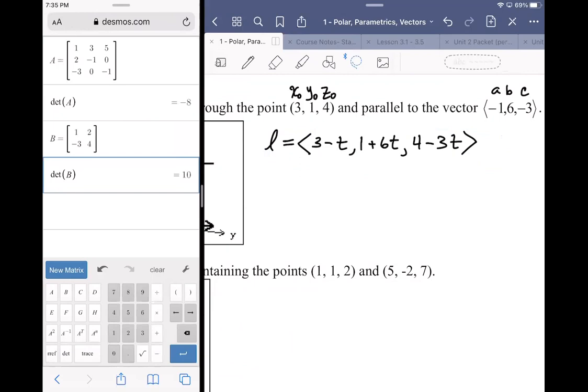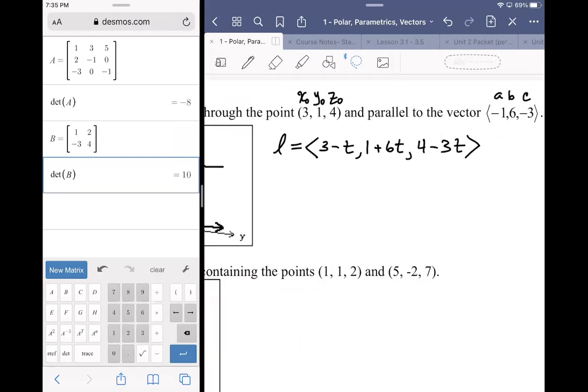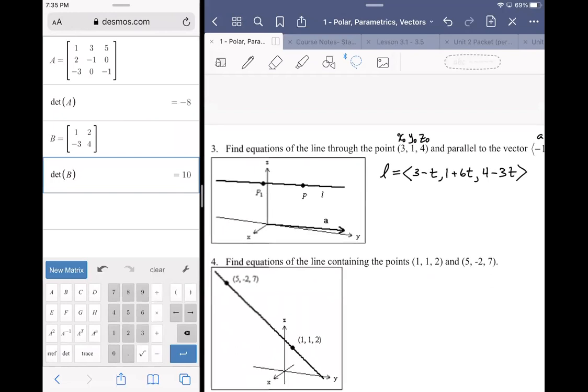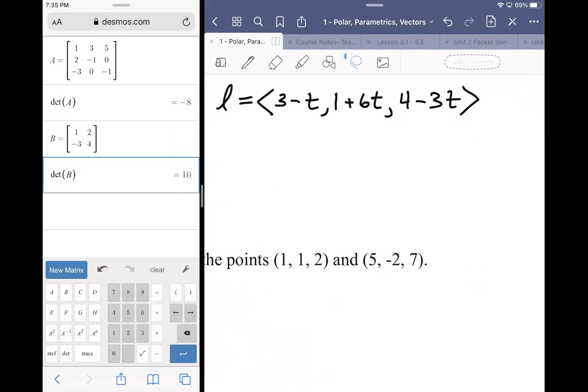For the second one, we have 2 points. So I need to come up with a parallel vector. So we'll call the first one, yeah, they didn't call them anything. So we'll call the first one P sub 0. And the second one I'll call P sub 1. So V is equal to P sub 0, P sub 1, the first point after my initial point.